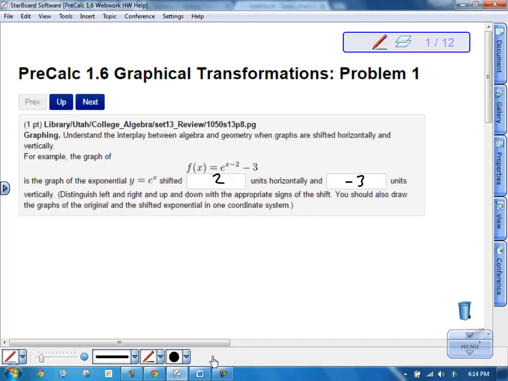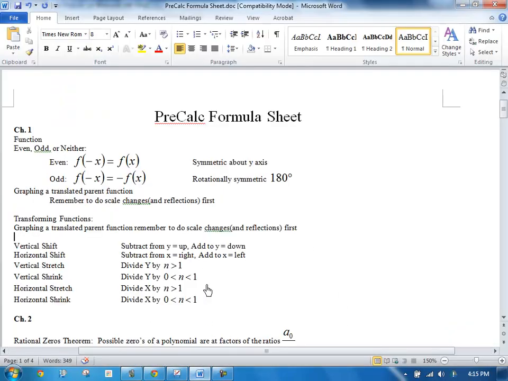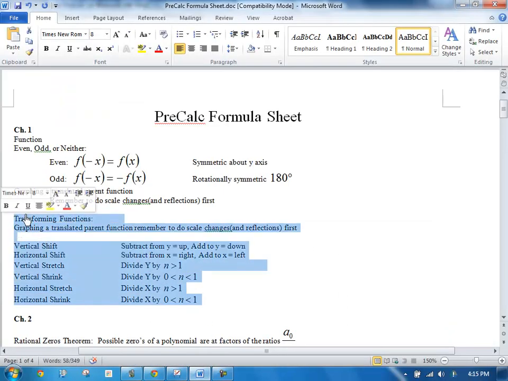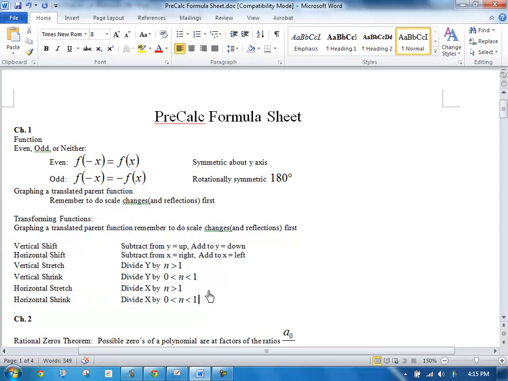Moves it down 3. And I just put this on your formula sheet, so if you pull up your formula sheet, you'll see this whole section on transforming functions, which tells you exactly what to do. And this is how it made sense to me. So you might not want to pay attention to this, or you might want to think about it your own way. But for shifts here, horizontal shift, if you subtract from x, it goes right. If you add to x, it goes left. Now for vertical shift, I said subtract from y, it goes up, and add to y, it goes down. So that's kind of the opposite.